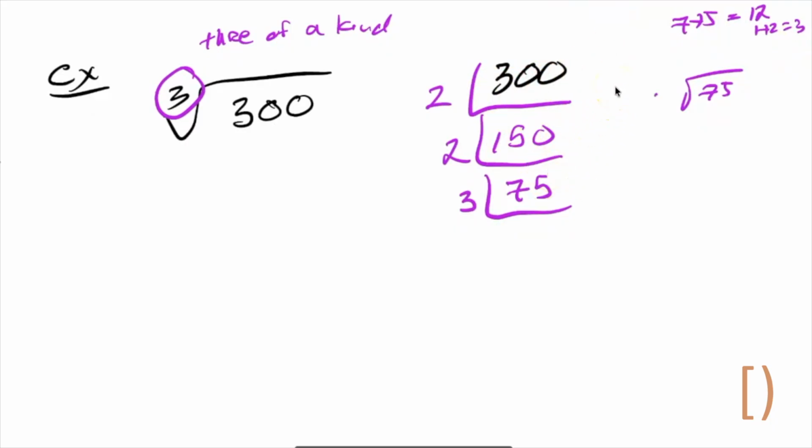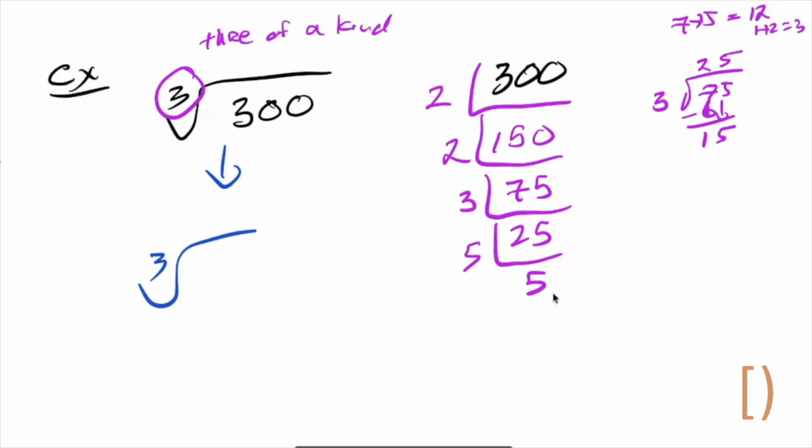Anyway, so 75 divided by 3 is 25. That gets me 6. Subtract to get 15. That's 5. So 3 and 25 gets me 75, and then 5 and 5. If you look here, I have no 3 of a kind. That's it. You can't do anything. So your answer here is just the cube root of 300. Can't change anything. And that's the video.